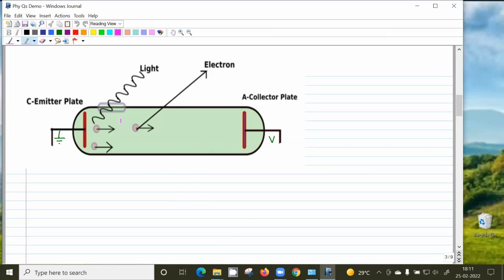It's like a vacuum tube. This is an emitter plate, which is made of a particular metal, an alkali metal, which can give out electrons easily when they are hit by light, visible light. So this light is going and hitting this plate, and the electrons will come out.